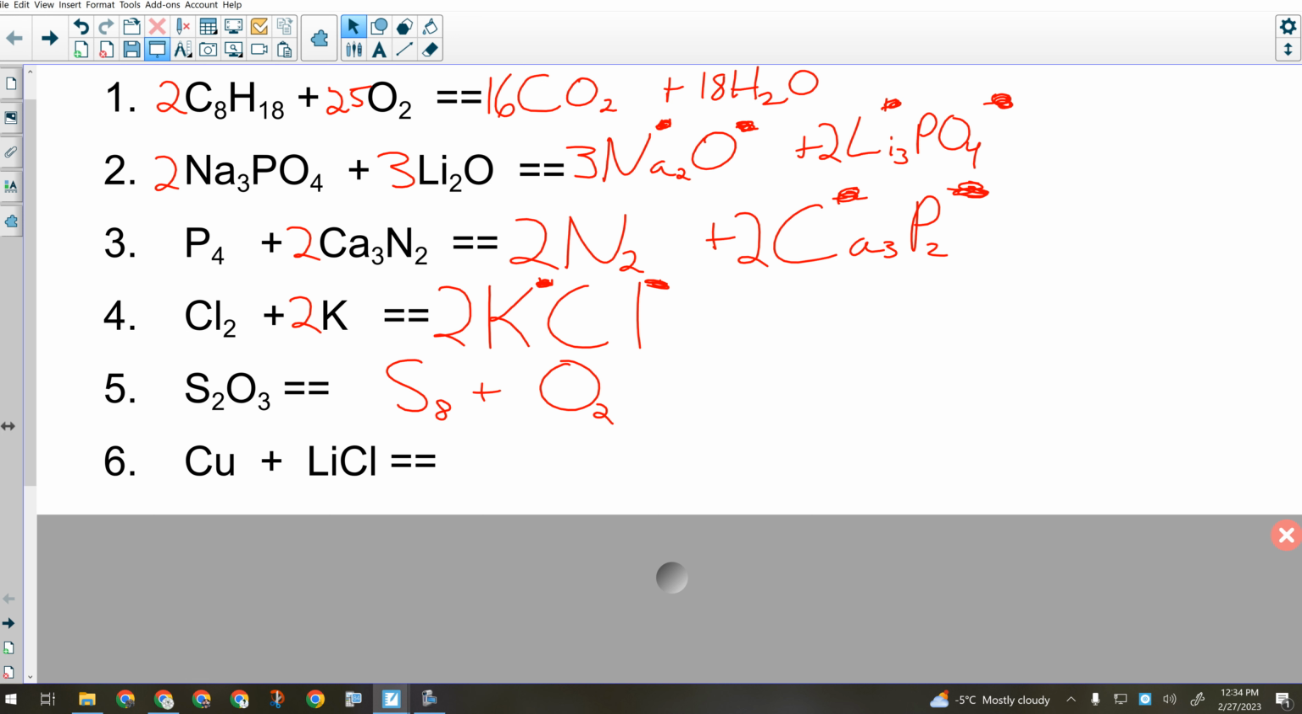So 8's our biggest number, so a 4 here gives me 8 sulfur on both sides, but it gives me 12 oxygen, so I would need a 6 there, and then that would work. Okay.